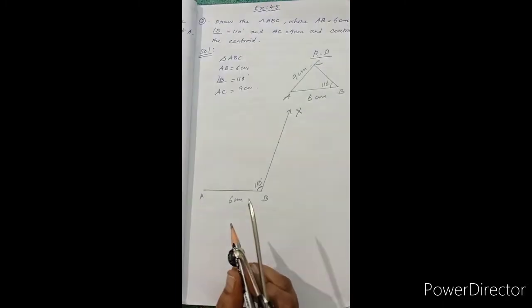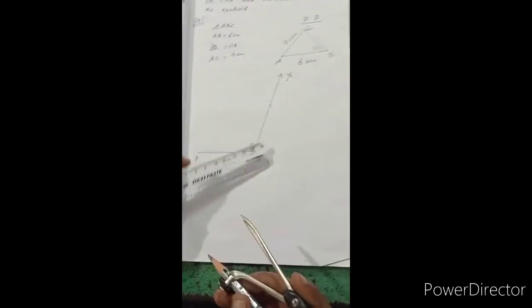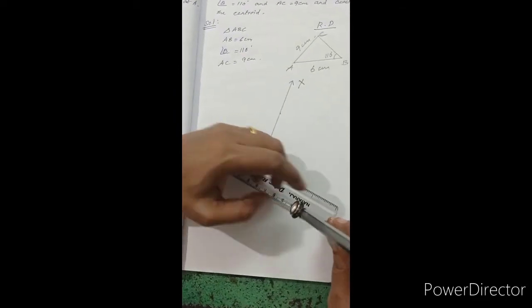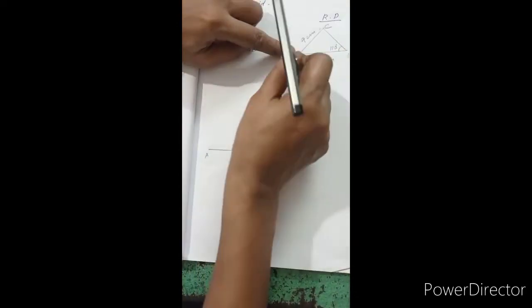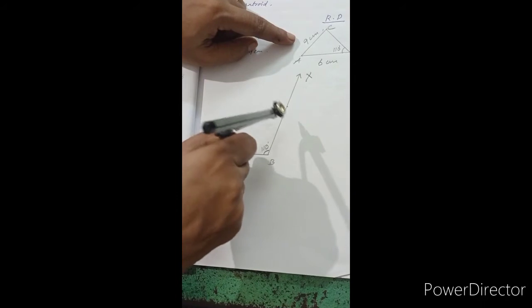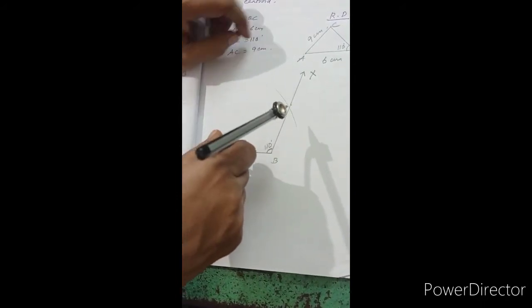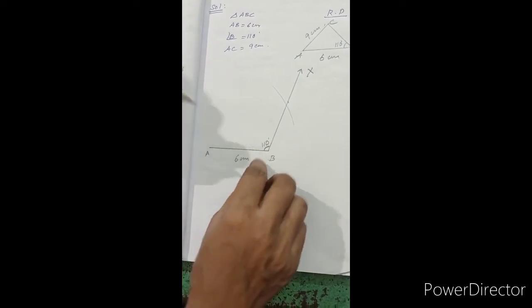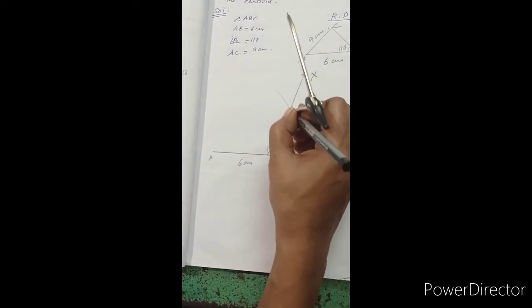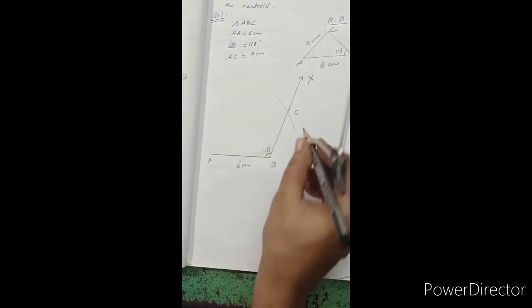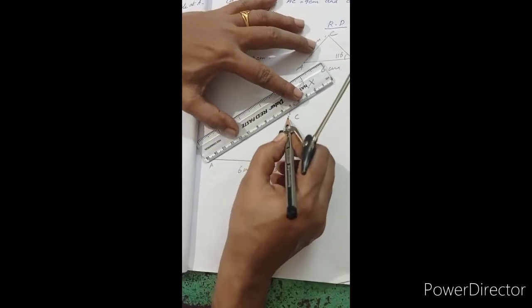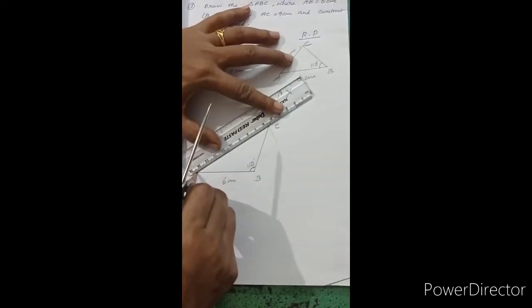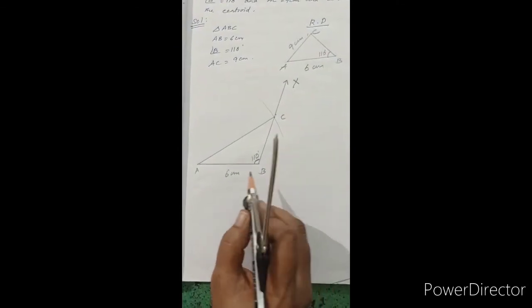Now third measure is 9 centimeter. AC is 9 centimeter. Take 9 centimeter as radius in your compass. A as center, construct an arc. Draw an arc along ray BX, which cuts the ray at C. This is third vertex of triangle. Now join the C with A. ABC is our required triangle.